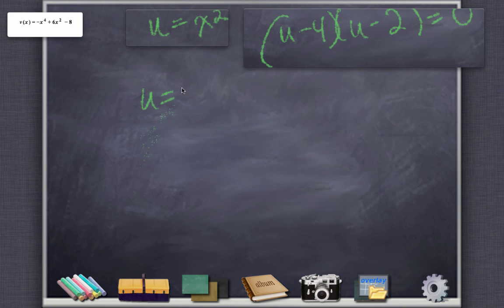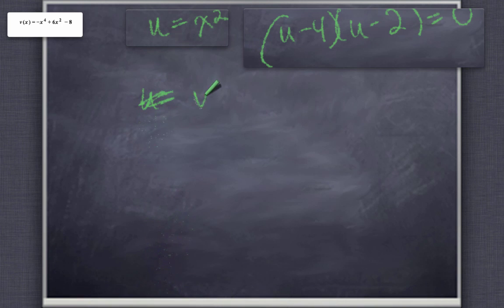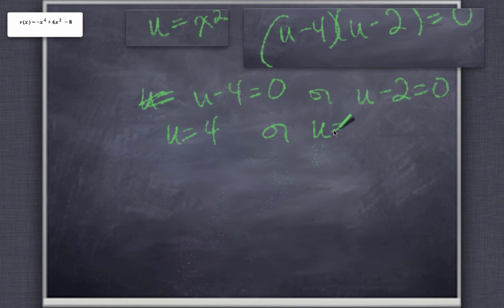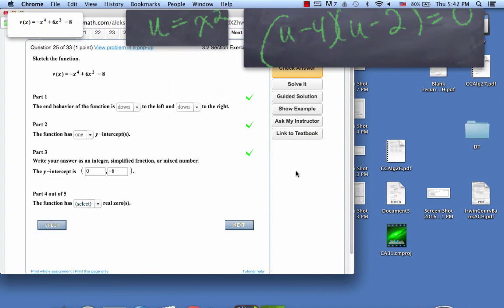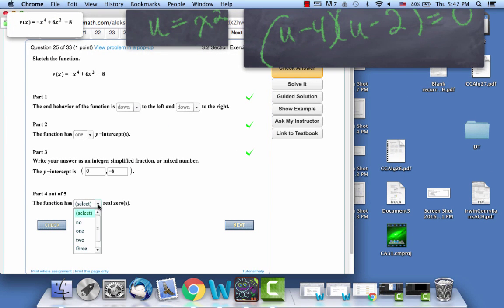So u minus 4 equals 0, or u minus 2 equals 0, u equals 4, or u equals 2. But remember, u is x squared, so x squared equals 4, or x squared equals 2. x equals plus or minus 2, x equals plus or minus root 2. All of those are real.